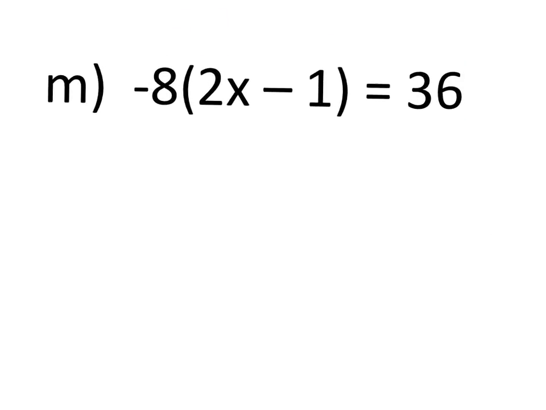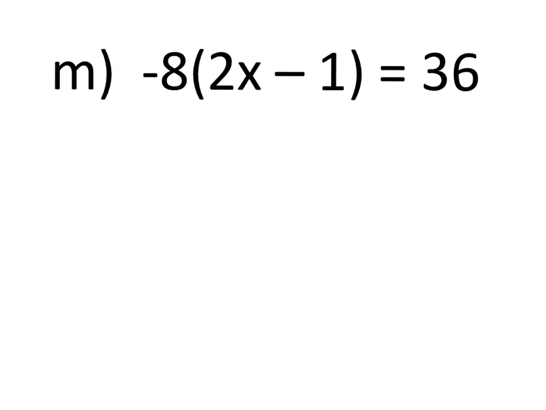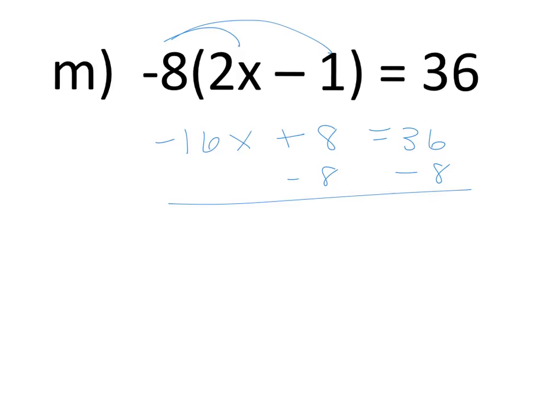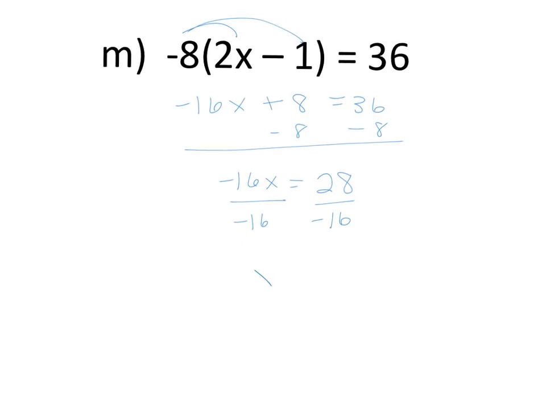Okay, so this one would be another kind of multi-step one. We're going to start by distributing that negative 8 through. So we've got negative 16x plus 8, negative times a negative is a positive, equals 36. We're going to subtract the 8 off to the other side there. So we end up with negative 16x equals 28, and then we're going to divide by negative 16. Now, negative 16 does not go into 28 evenly, but it does reduce. So a positive divided by negative is a negative, and then if I think 4 would come out of there, so if I divide it by 4, I would get 7 and 4 on the bottom.